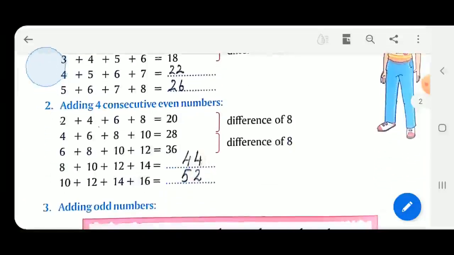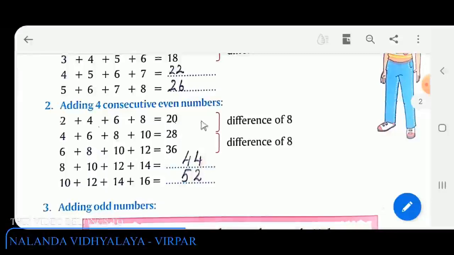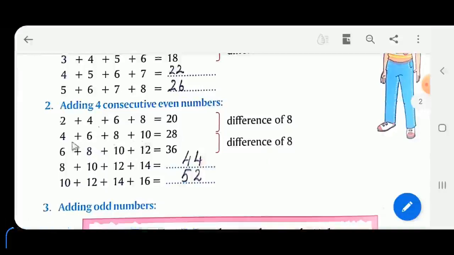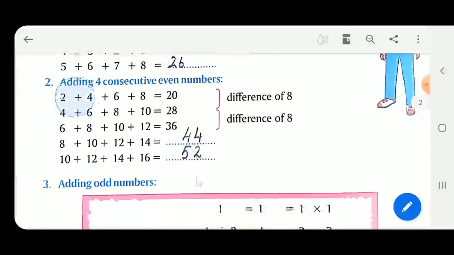The second question is adding 4 consecutive even numbers. Even numbers are 2, 4, 6, 8, which are easily divisible by 2. If you add all these 4, you are going to get 20. In the second, 4 plus 6 plus 8 plus 10 is equal to 28. Find out the difference. The difference is 8. Add 8 to 28, you will get 36. 36 plus 8, you will get 44. Later on, you will get 52.